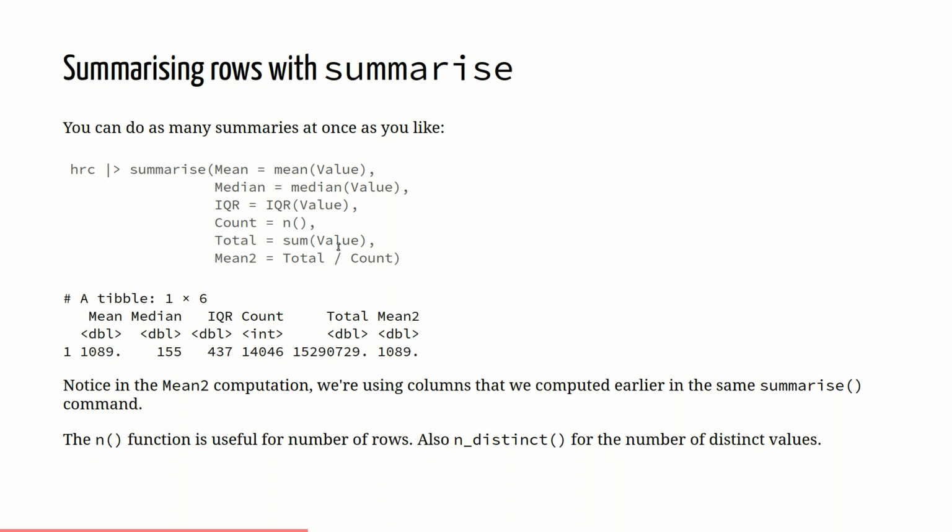So here what we're doing when we compute mean 2 is we're actually using summaries that have been computed previously. So when the summarise command is run, it computes things as it goes. So you can create a variable in the summarise and then use it later on in the summarise, which is a kind of a handy feature. Another one that's quite handy in some cases is n_distinct, which counts the number of distinct values. So n counts the number of rows, n_distinct, you feed it a column and it will count the number of distinct values in that column. So that's useful if you've got a bunch of duplicates that you want to ignore.